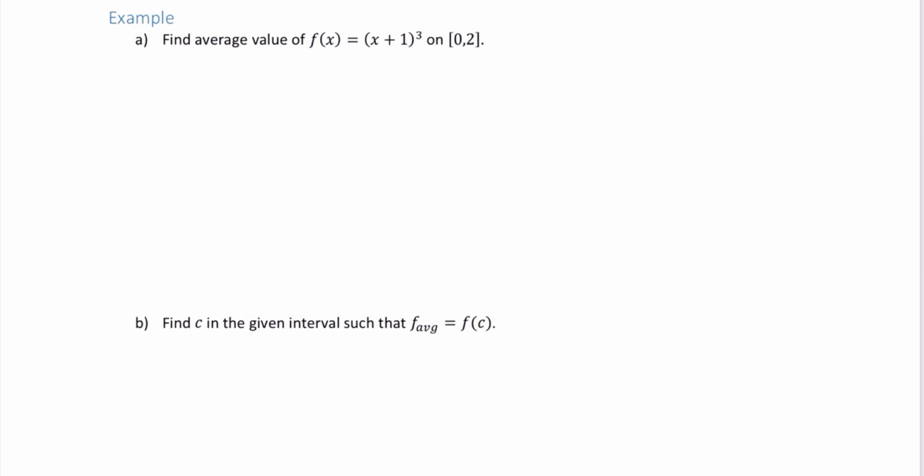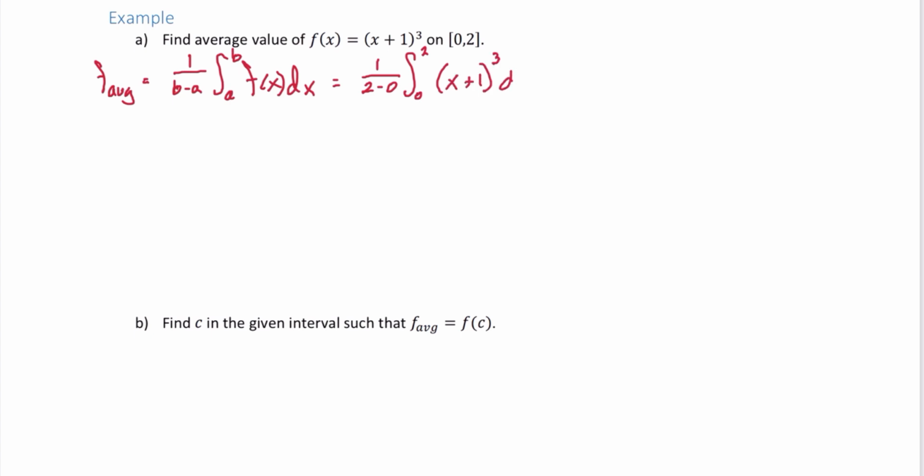Find the average value of f on 0 to 2. Remember that the average value function is 1 divided by b minus a times the integral from a to b of f of x dx. In this case, we have 1 divided by 2 minus 0, integral 0 to 2, x plus 1 cubed dx.